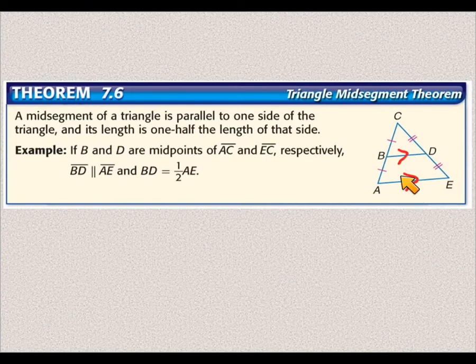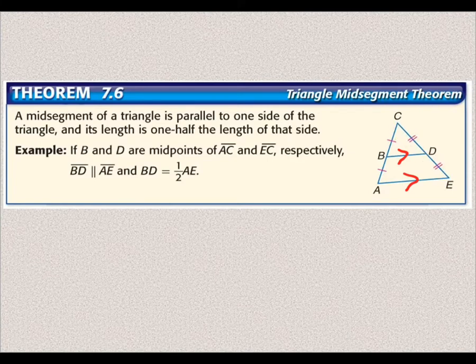And its length, BD, is 1/2 of this side, AE. So if this was 4, this would be 8. If this was 5, this would be 10. If this was 20, this would be 40. So that's if it's the mid-segment. So to be the mid-segment, it has to cut this side in half, and it has to cut this side in half.